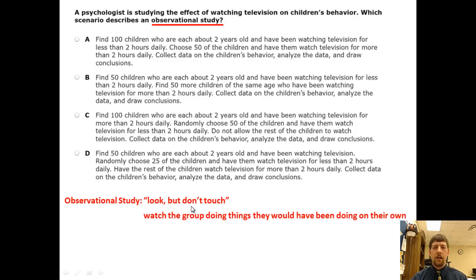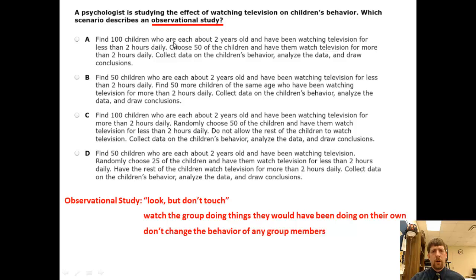In an observational study, we watch the group doing things that they would have been doing on their own. The kids were already going to be watching TV or not watching TV. Now we're just watching to see what's the behavior of those two groups. We're not going to change the behavior of any of the group members. They're going to do the exact same things they would have done whether we were having this study or not. We just want to see which classification does which things that they were doing already. So let's read through each one.